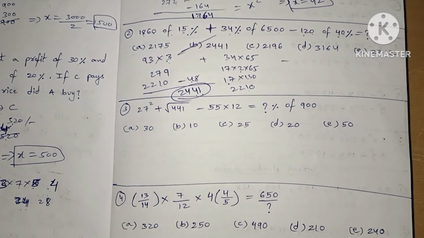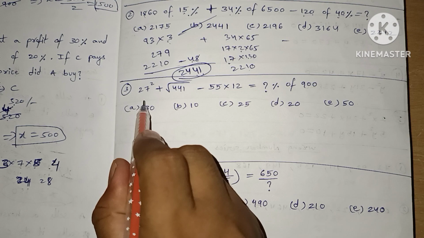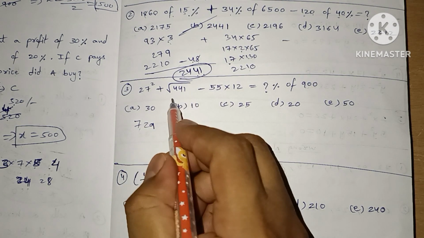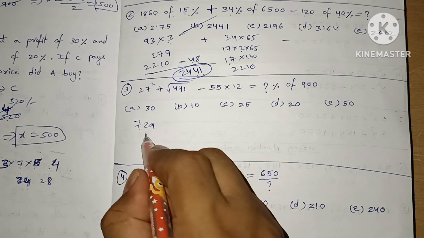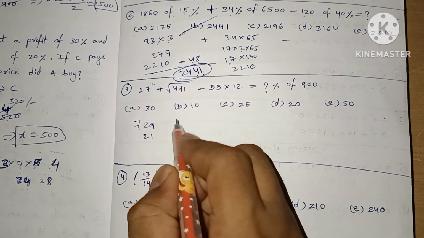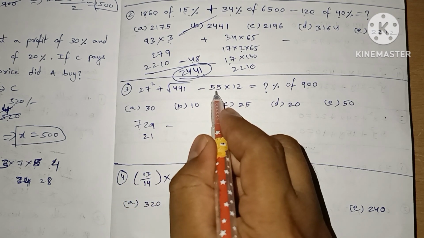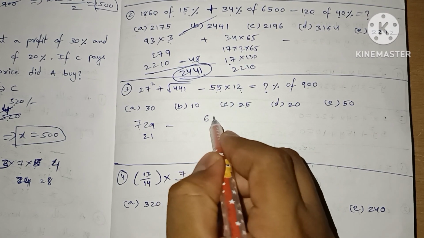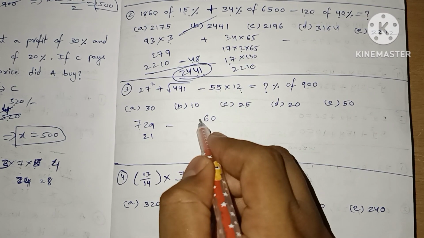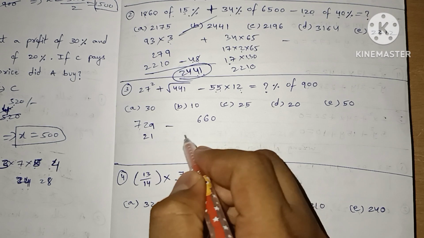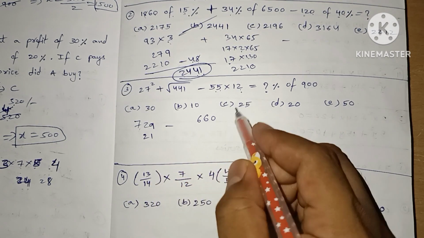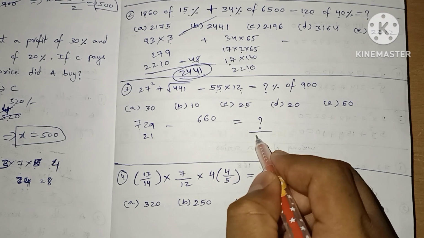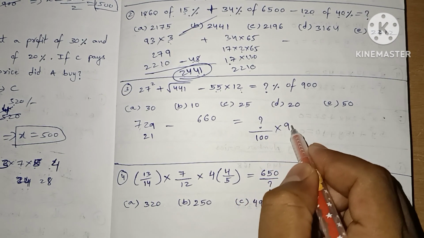Next, third question, 27 square, which is 729, plus root over 441, which is 21 square, minus 55 into 12. We do 5 12 times, which is 60, and left with 11 means 11 60 times is 660. So we get minus 660 equals to question mark divided by percentage means 100 into 900.